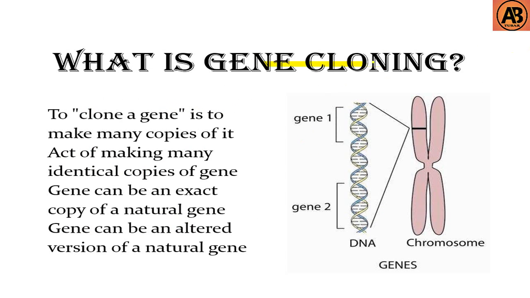Then, what is gene cloning? To clone a gene is to make many copies of it. The act of making many identical copies of a gene can produce an exact copy of a natural gene, or the gene can be an altered version of the natural gene. Here you can see gene, chromosome, gene 1, gene 2, and this is a gene. Making a copy of a gene is known as gene cloning.